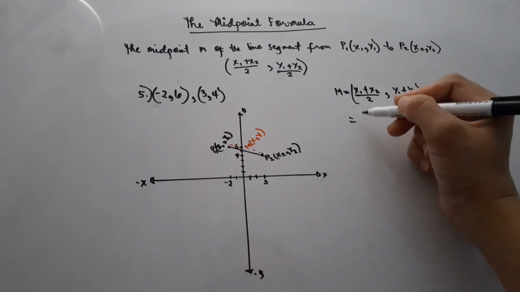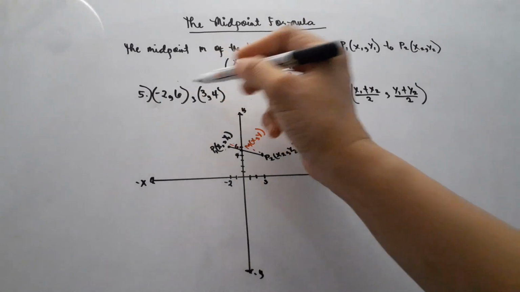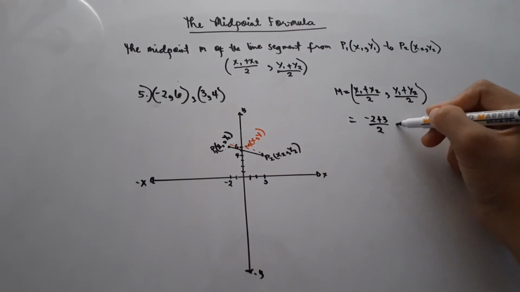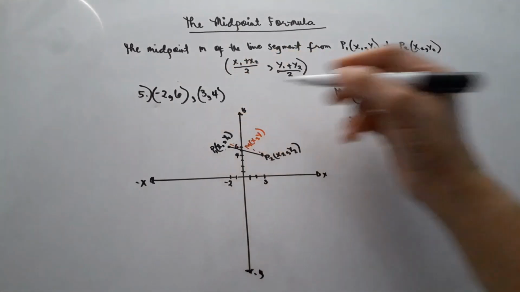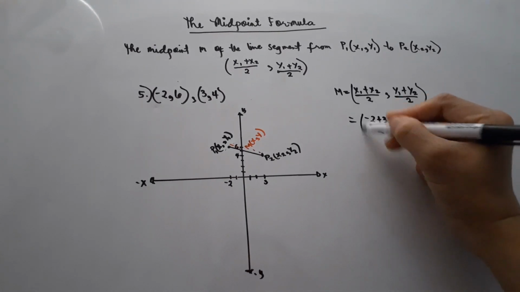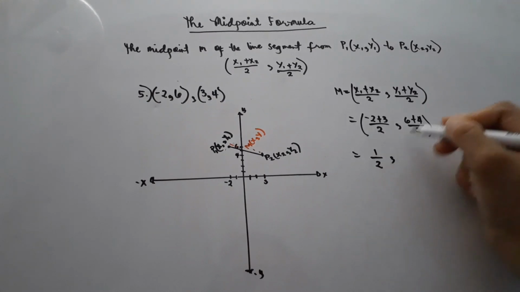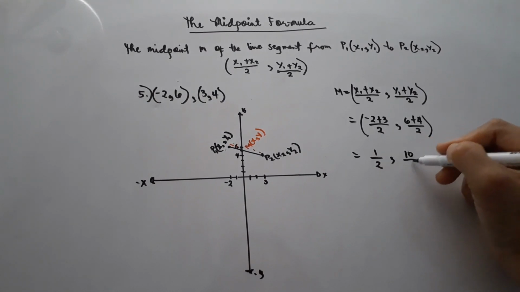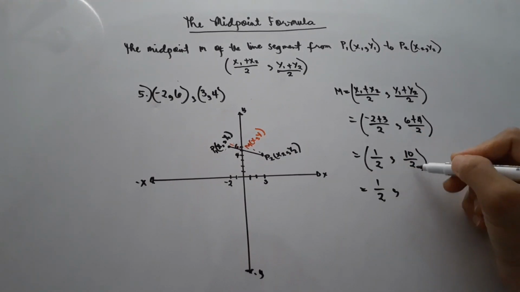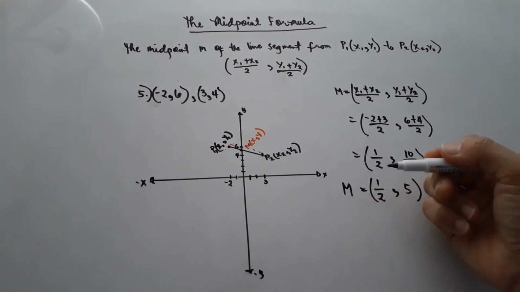And then if we plug in the value of x sub 1 is equal to negative 2, and x sub 2 is 3, divided by 2, and y sub 1 is equal to 6 added by y sub 2, which is 4, divided by 2. And then we have negative 2 added by positive 3 is equal to 1 divided by 2, and 6 plus 4 is equal to 10 divided by 2. So our midpoint is 1/2, and 10 divided by 2 is 5. So this is our midpoint.